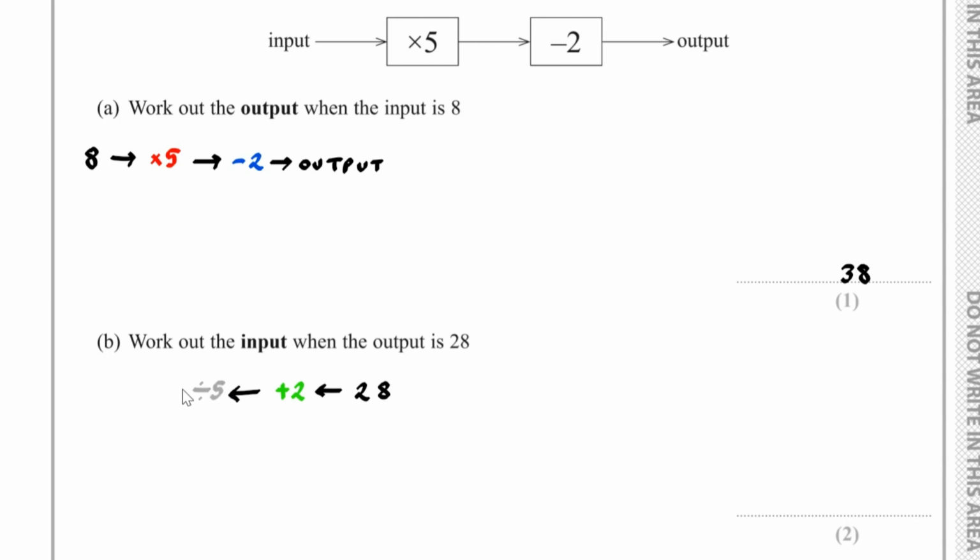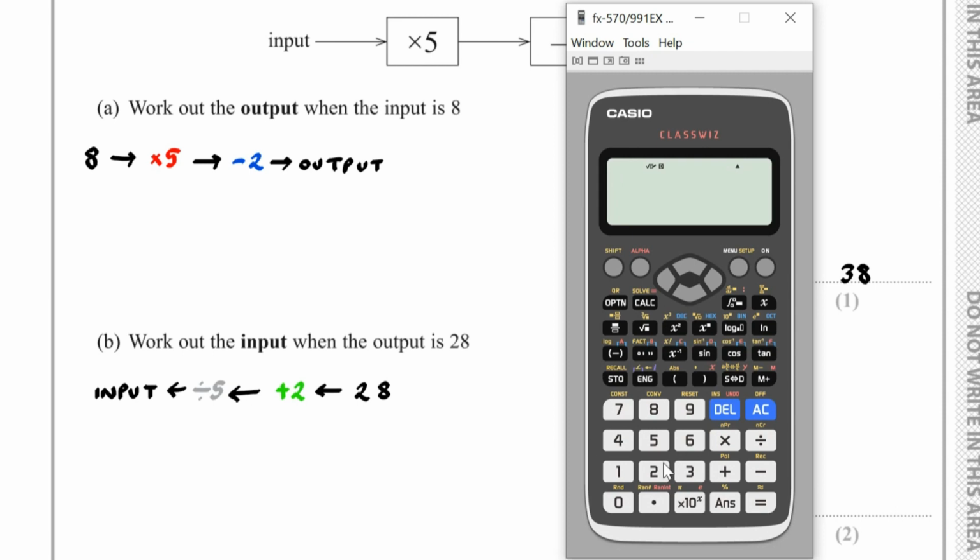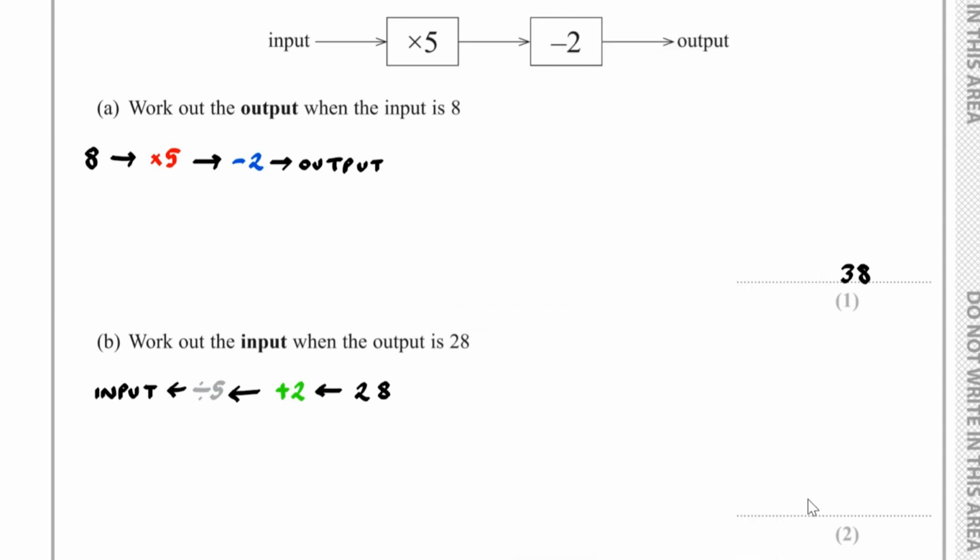And then what we need to do is work out the input. So we have 28 plus 2, and then I divide by 5. The input then is 6.